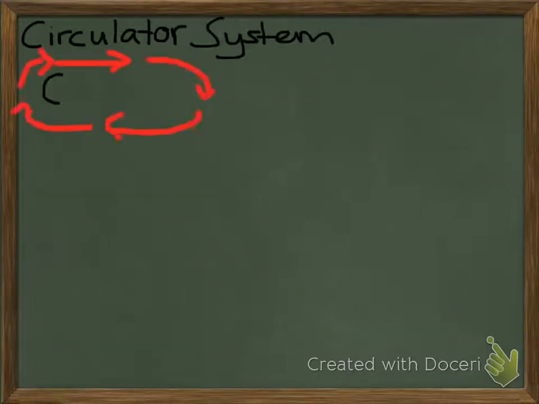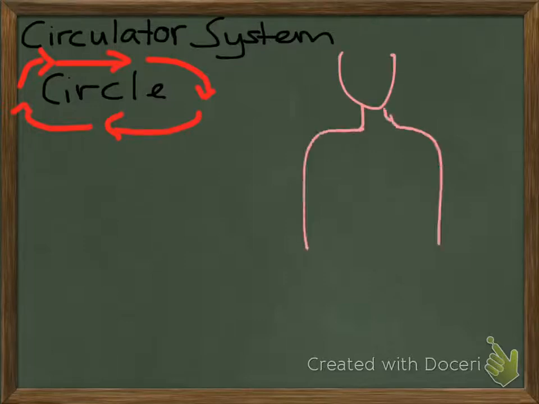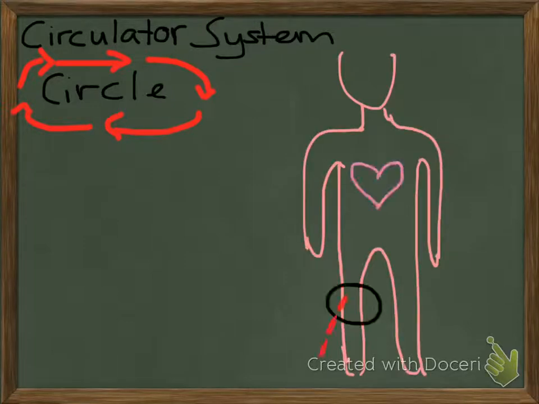Now, our circulatory system, as the word says, circle, goes round and round. It concerns our blood system. We know blood: if we have a little wound, we'll get some red drops of blood.